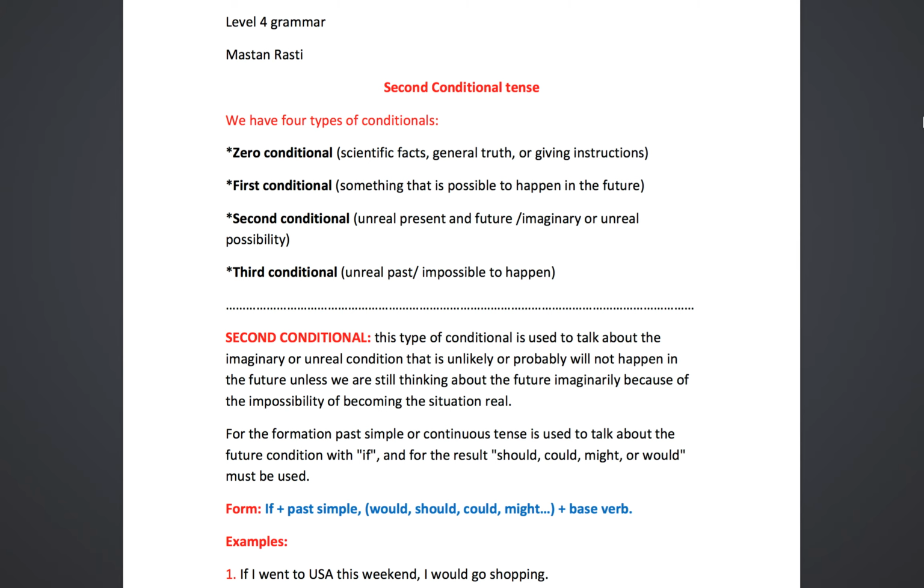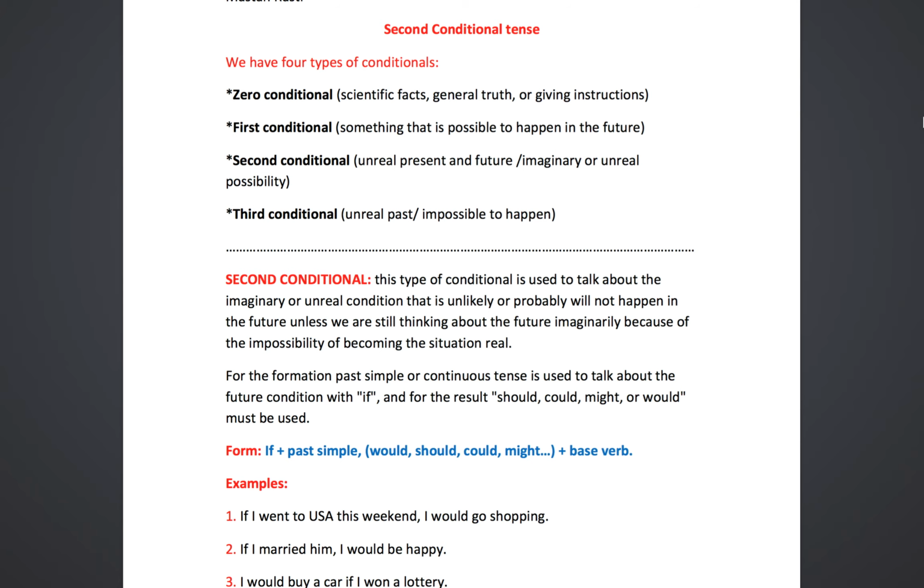Here's the overview of the conditionals that we have. We have four types of conditionals, which is actually five, but the most important ones are these four. First, we have the zero conditional, which is used for specific facts, general truths, or giving instructions. Here we use if with present simple in both clauses: if, present simple, present simple, because it's talking about a specific or scientific fact or general truth, something that's real.